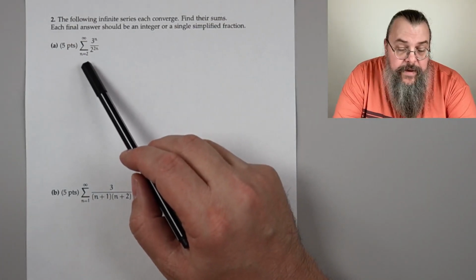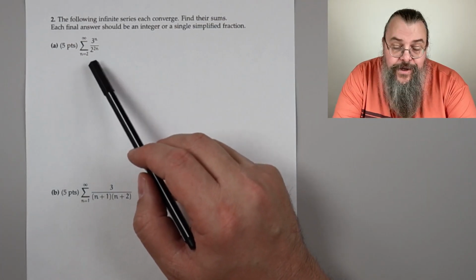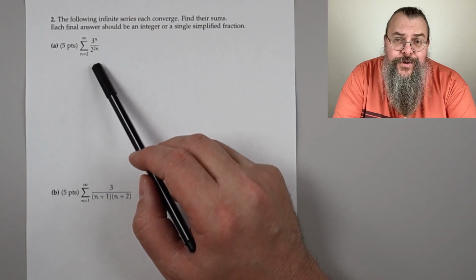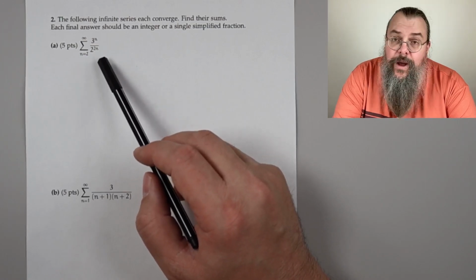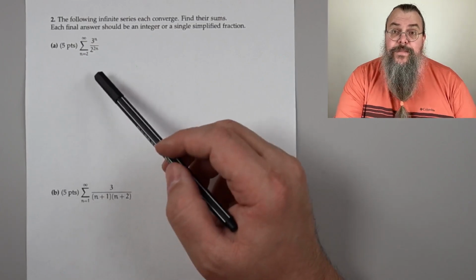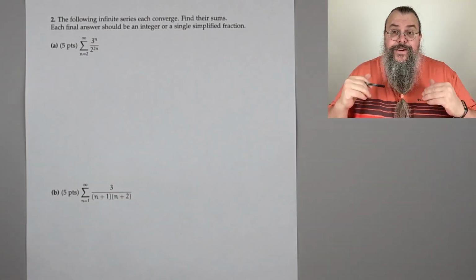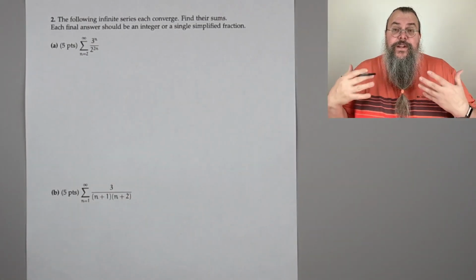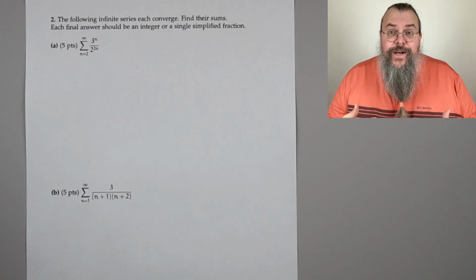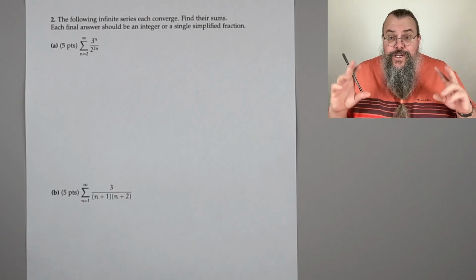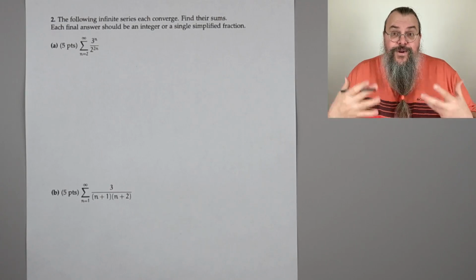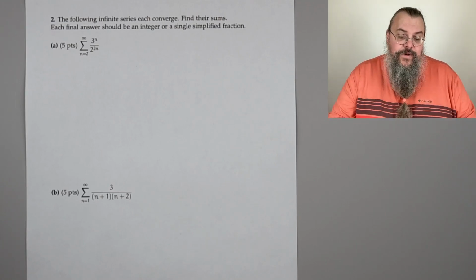The first one, we have the sum from 2 to infinity of 3 to the n over 2 to the 2n. Now notice, how do the n's show up? They're upstairs in the exponent. In other words, lots of multiplying going on. And by the way, geometric means multiplying. So there's lots and lots of multiplying.